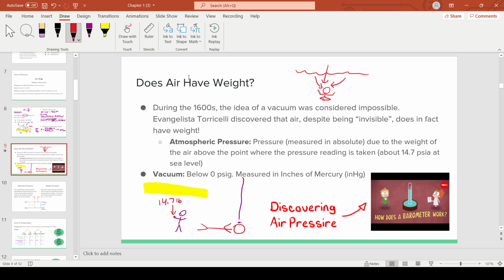All right, so, vacuum, just remember that vacuum is below 0 psig. It is measured in inches of mercury. We're going to go over psia versus psig here in a minute, but I want you guys to watch this video on discovering air pressure first. The units are actually metric units, but it is a really good video for getting an idea of air pressure. It explains barometers.